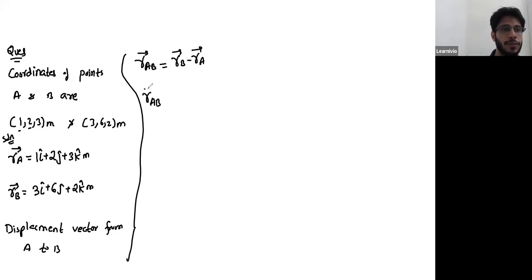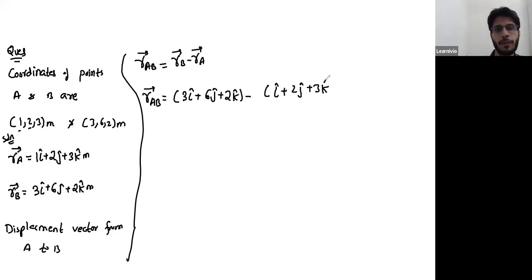So you can write your RAB as RB, which is 3 i cap plus 6 j cap plus 2 k cap, minus RA, which is i cap plus 2 j cap plus 3 k cap. So RAB comes out to be 3 i cap minus i cap, that's 2 i cap; 6 j cap minus 2 j cap is 4 j cap; and 2 k cap minus 3 k cap is minus k cap.